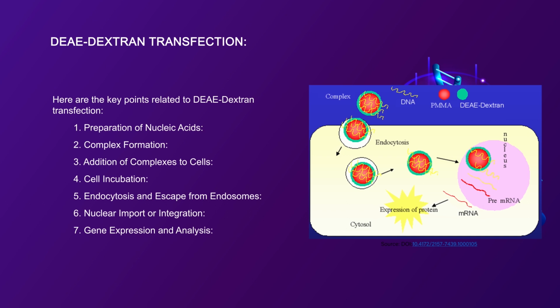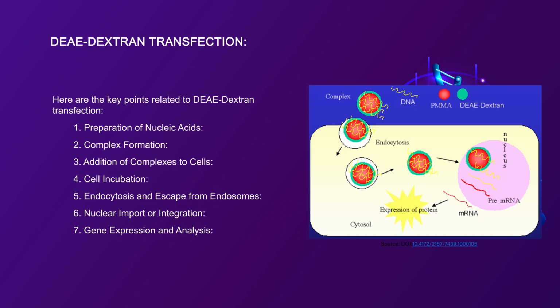The DNA or RNA that is complexed with the DEAE dextran is added directly into the cells in culture medium. The concentration of the complex should be optimized based on cell type and desired transfection efficiency. Afterwards, cells must be incubated. Cells are incubated at an appropriate temperature, usually near 37 degrees centigrade, for a specific duration to allow the complex to interact with the cell membrane and enter inside the cell.